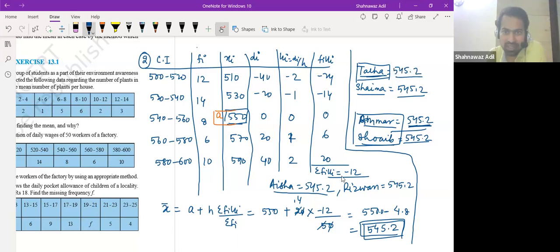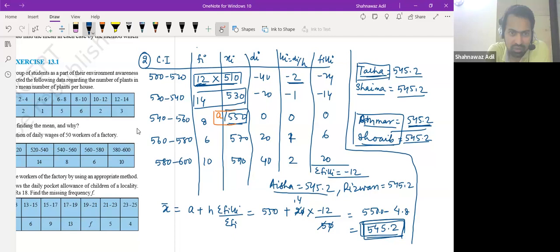So as you guys can see, if we would have used the direct method, multiplying these numbers, you can see that these are very big numbers. Now, from the step deviation method, we are only multiplying this with this. So whenever you have some big numbers, you use the step deviation method, and the answer would be the same, right? So this is what I wanted to tell in today's class.